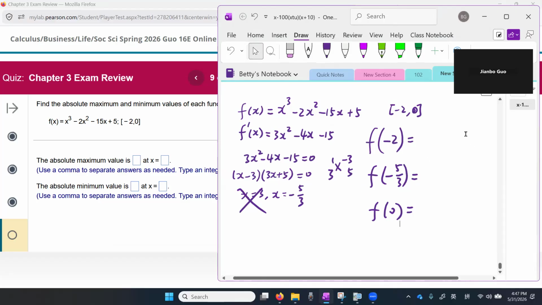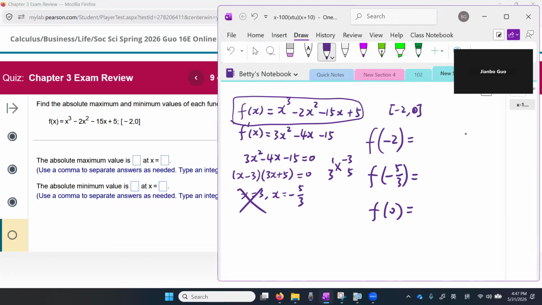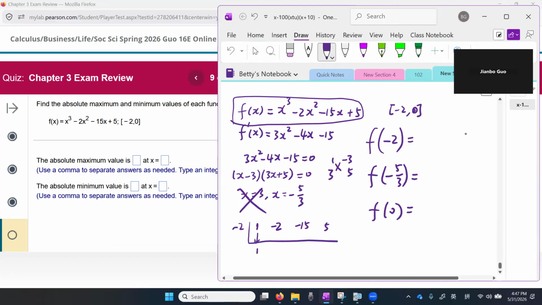Or actually, we can also use the synthetic method. Let's try the synthetic method. So we have 1, 92, 15, and 5. And we try 92 here. 1, 92, 94, positive 8, -7, positive 15, 19. So the value is 19.